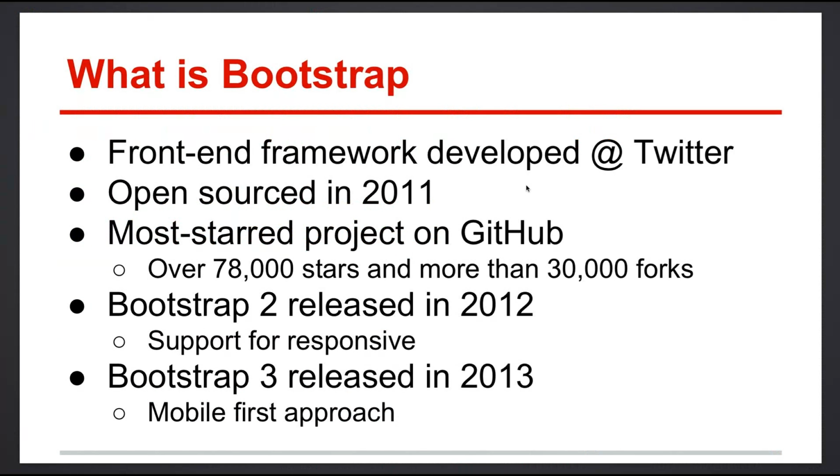So what is Bootstrap? It is a front-end framework originally developed at Twitter. It started as something small, but then a lot more people from inside Twitter started contributing to it. In 2011, it got open sourced. Right now, it's the most starred project on GitHub, which is impressive. Over 78,000 stars and over 30,000 folks. Bootstrap 2 was released in 2012, and the big thing it came with was support for responsive web design. And in 2013, Bootstrap 3 was released, and the main thing was mobile first.